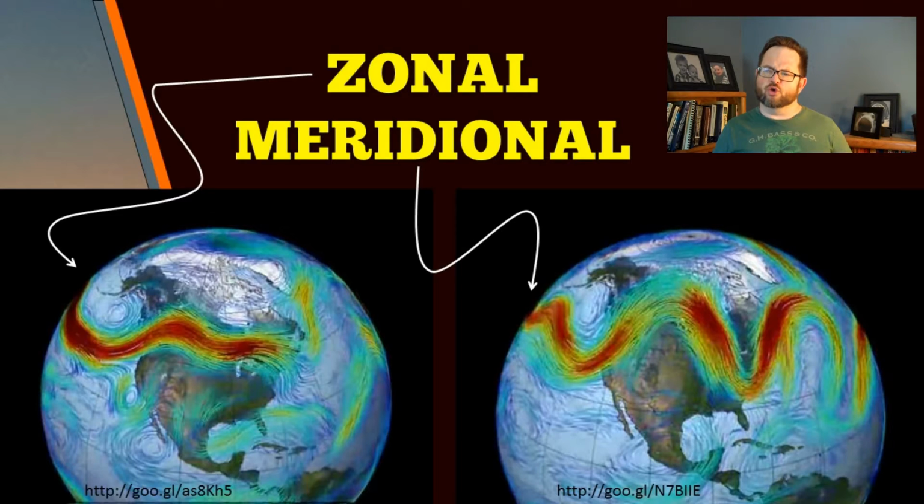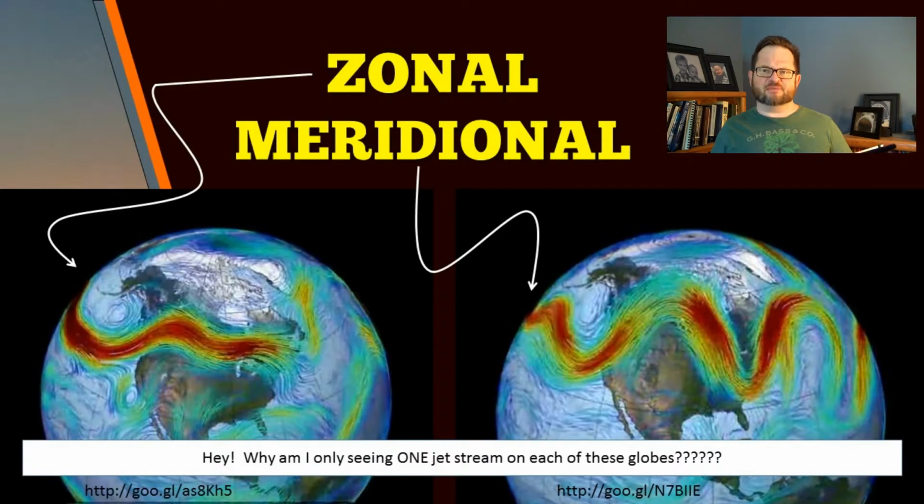Meridional comes from the word that means following meridians, the north-south longitude lines. The origin of zonal is a much more complicated word, but I want to draw your attention to something weird on these maps.